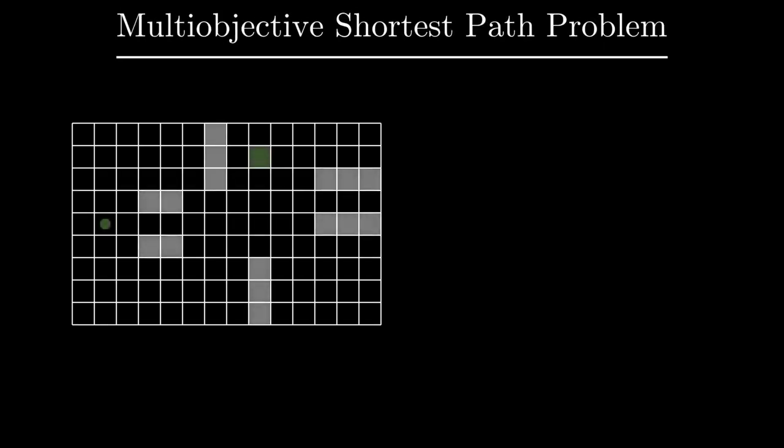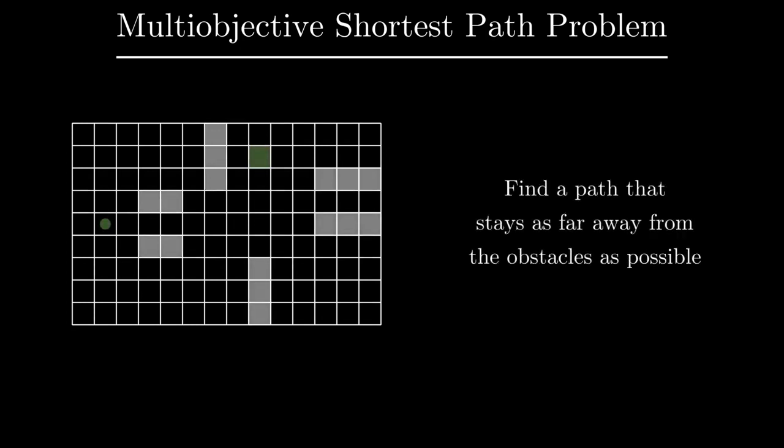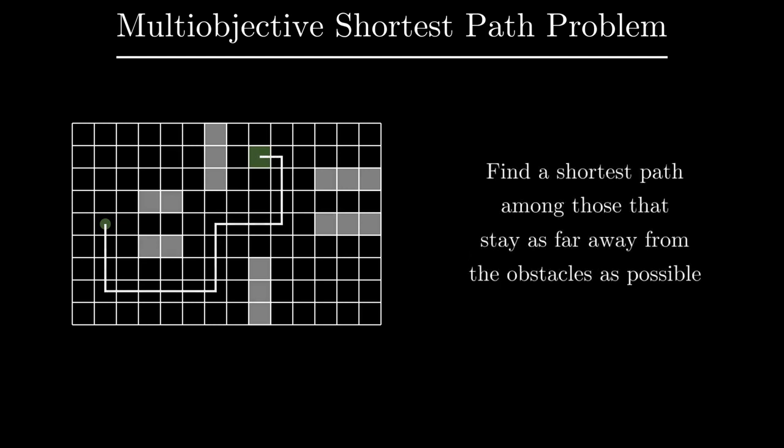What if our cost value cannot be modeled by a single real number? For instance, what if our objective is to find a path to the goal that stays as far away from all the obstacles as possible? Since there will typically be many paths that optimize that objective, let us say we would like to find the shortest one among them.